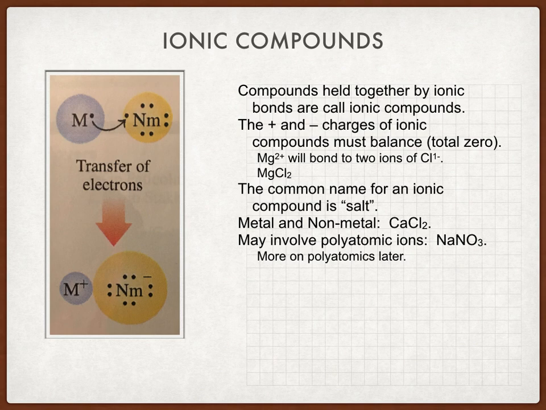And many ionic compounds are comprised of this thing called polyatomic ions. You'll see this NaNO3, all right? Na, sodium. The polyatomic anion that we're looking at is the NO3. We will talk about that later.